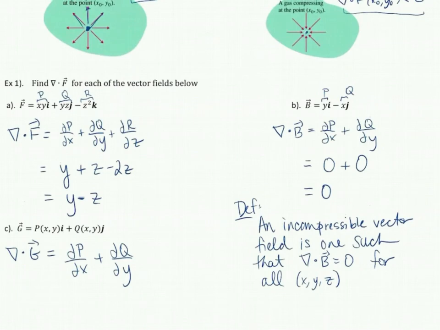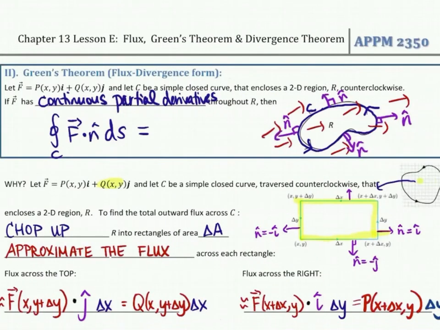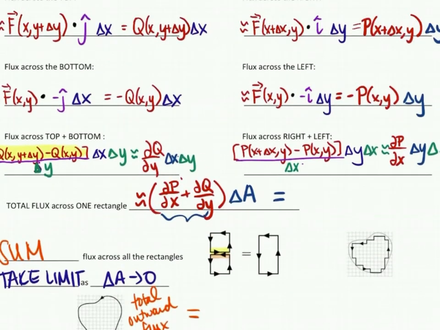Given a general vector field here, G, the divergence is defined as the partial of P with respect to X plus the partial of Q with respect to Y. And so here, since my vector field was F, we're just going to write this as the divergence of F times delta A. And this is what we got along one of the rectangles, and we can do this along all the other rectangles.